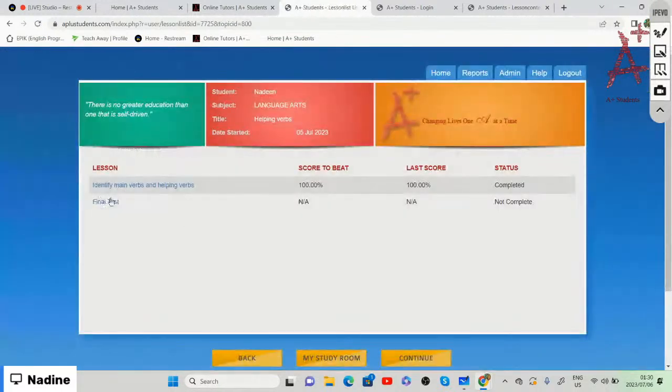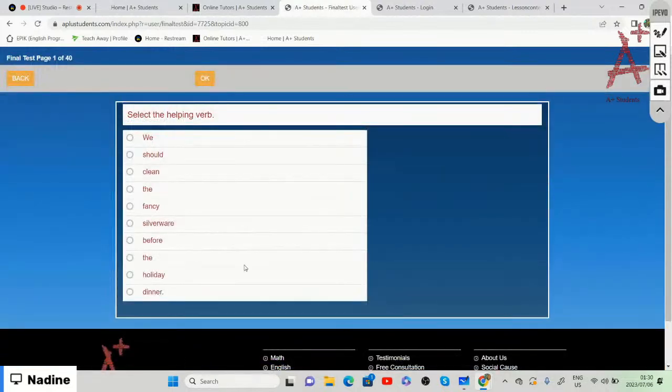All right, so now we're going to do our final test, right? It's going to be a final test to identify main verbs and helping verbs. This is where we select the helping verbs, right? So I'm going to read the words for you, and then we are going to choose the helping verb, right? Remember, in order to identify a helping verb, try and first identify the main verb and then you choose the helping verb. It will basically make it a bit easier for you, right?